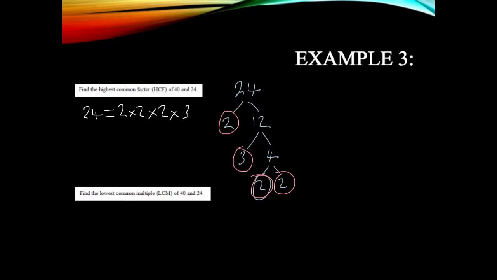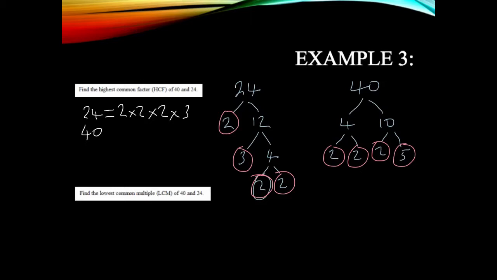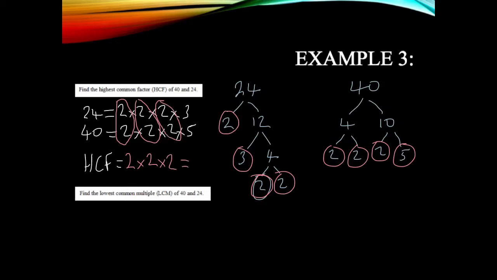Let's do the same with 40. So 40, I'm going to split into a 4 and a 10. Neither of those are prime, but 4 splits into 2 and 2, and 10 into 2 and 5. Circle them when I've done them, and write them in a list. So 40 is 2 times 2 times 2 times 5, which means that my highest common factor is the numbers that appear in both lists. So I've got a 2, I've got another 2, and I've got another 2. 2 times 2 times 2 is 8. So the highest common factor between these numbers is 8. The biggest number that goes into 24 and into 40 is 8.